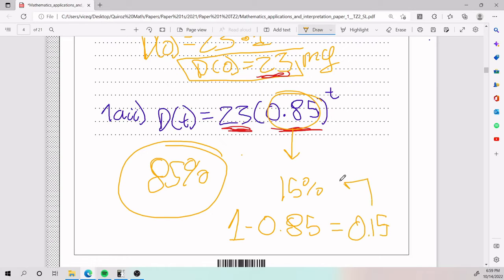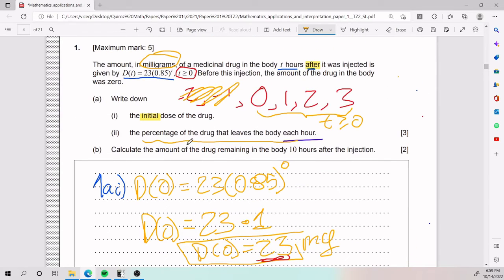0.15 turned into a percent, multiplying by 100, right? Will give you 15%. See? So that is the intuitive way of understanding these functions. Now, finally, we need to calculate for part B, right? The amount of drug remaining in the body 10 hours after the injection.